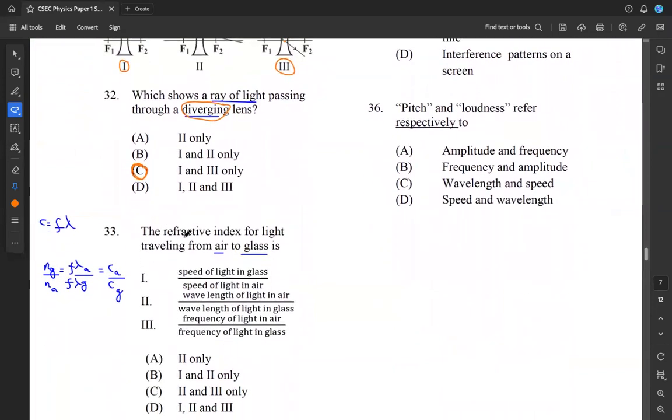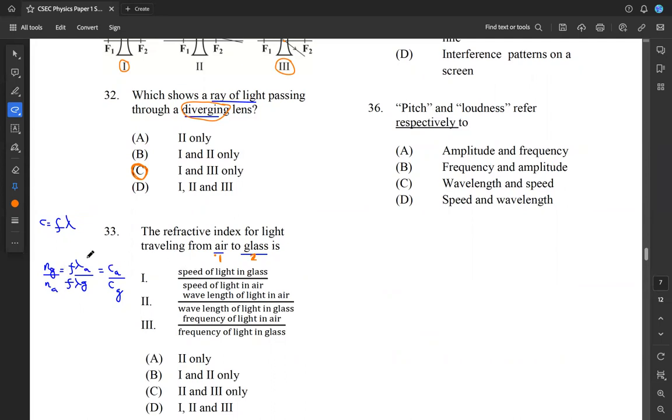33 says that the refractive index for light traveling from air to glass is... remember now, air is going to be our first medium, medium 1, and glass is our second medium, right? So when we write Snell's law that deals with refractive indices, we're going to put our refractive index of glass on top, and the refractive index of air on the bottom. So that's what I did here. Refractive index of glass on top, refractive index of air on the bottom.